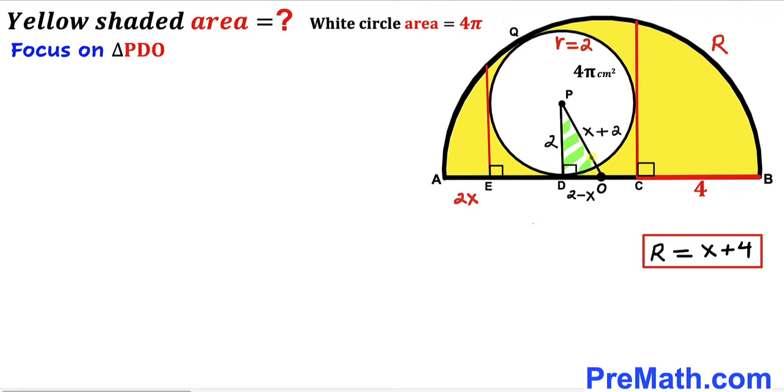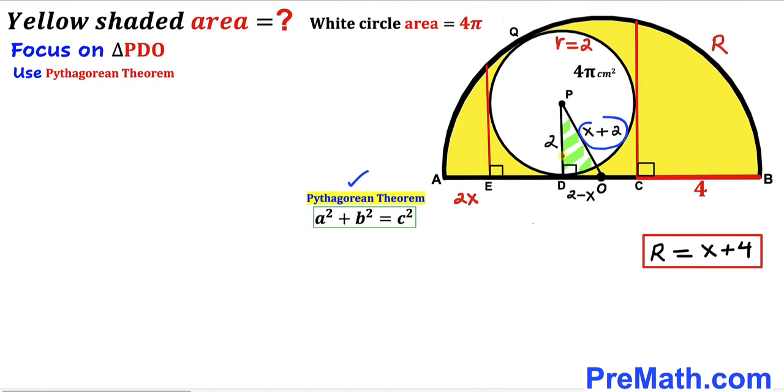And now let's focus on this right triangle PDO, and we are going to apply the Pythagorean theorem on this triangle. And here's our Pythagorean theorem: a square plus b square equal to c square. In our case, our hypotenuse is x plus 2, whereas our two other legs are 2 and 2 minus x. So let's go ahead and fill in the blanks in this Pythagorean formula. So we got 2 minus x whole square plus 2 square equal to x plus 2 whole square.